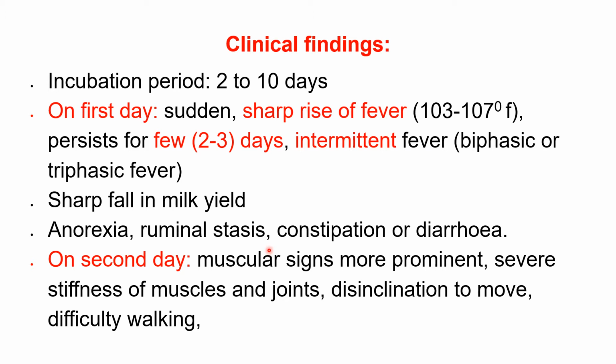Now we see the symptoms on the second day. On the second day, the muscular signs are now evident. The muscular signs are prominent and seen. There is severe stiffness of muscles, stiffness of joints, disinclination to move. But if the animal is forced to move, then there is difficulty in walking. And this is due to involvement of mesodermal tissue by the virus.